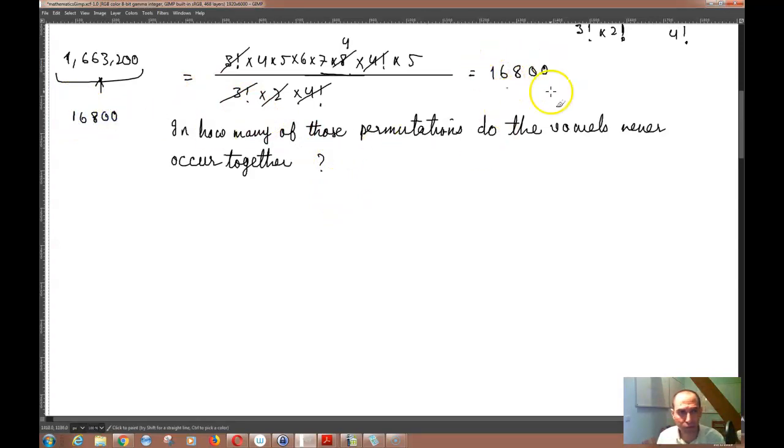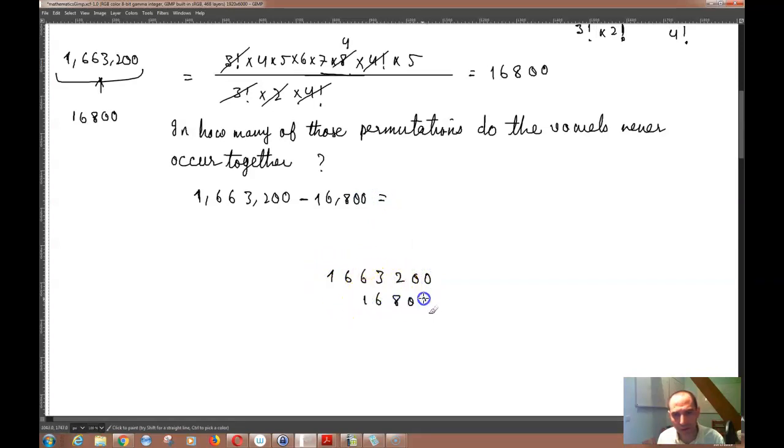I think this was a number, right? So then to answer this question, you can simply subtract this number from this number. So you would get 1,663,200 minus 16,800, which would be equal to... 1,663,200, and over here you have 16,800, and then you get 0, 0.